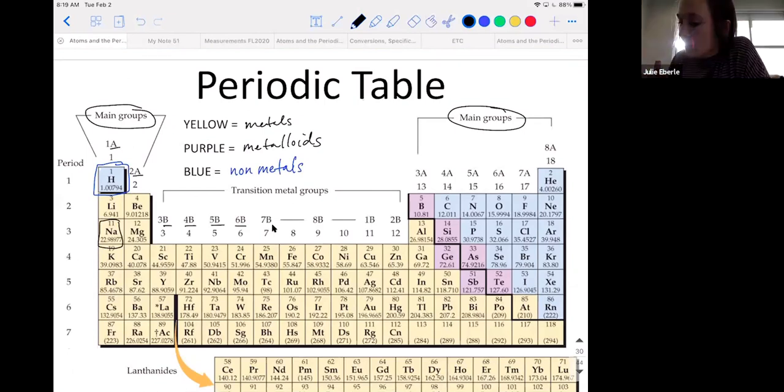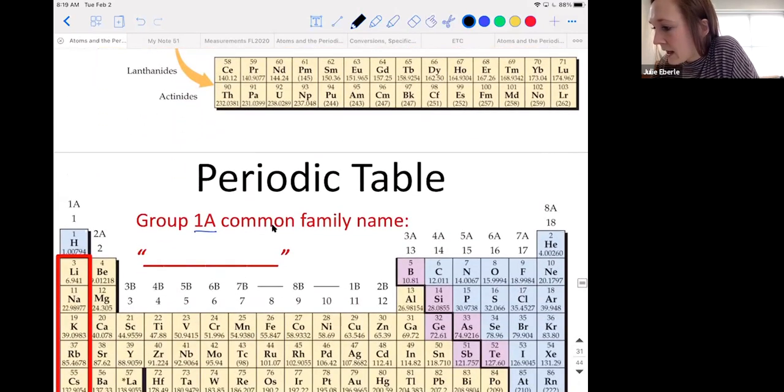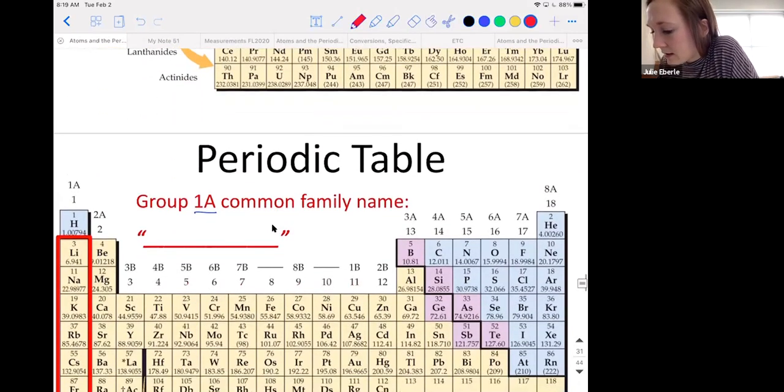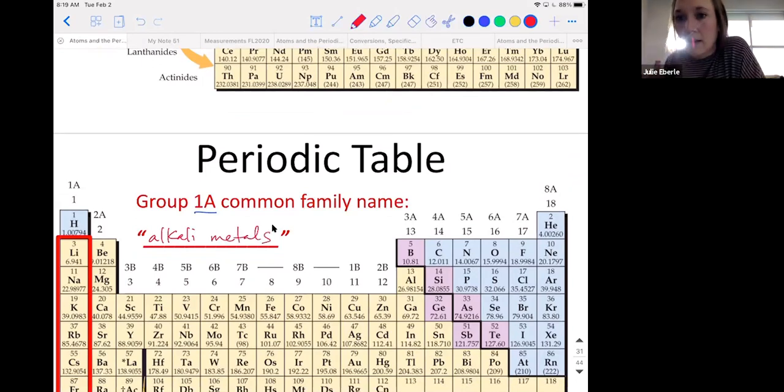These are the main groups. So anything indicated with an A is a main group. Anything with a B is just a regular group. It's not a main group, okay? All right, so that's what it means. For group 1A, the common family name is the alkali metals. All right, alkali metals, that is group 1.